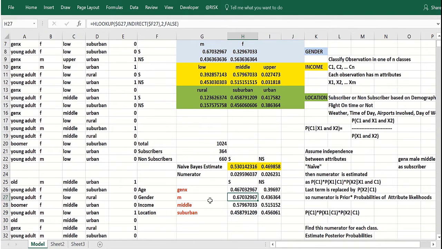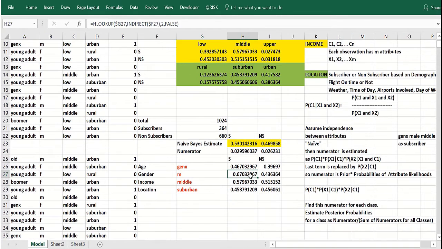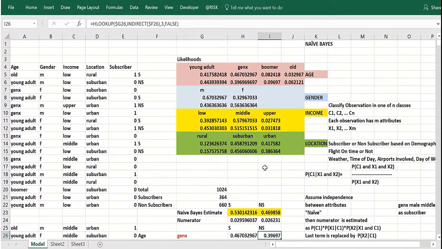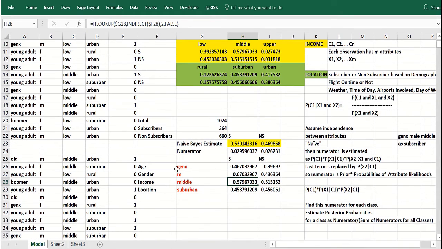Now for male, by the same procedure, you get the 0.67, the 0.43, etc. So we now have the likelihoods for a Generation X, male, middle-aged, suburban for subscriber, and for non-subscriber, we just go to the third row of each range. For the subscribers, we look it up in the second row of each range. But by using INDIRECT, I can have a nice efficient way to copy based on these range names to pull all the likelihoods. So now what's the numerator? It's the product of the likelihoods times the prior probability.